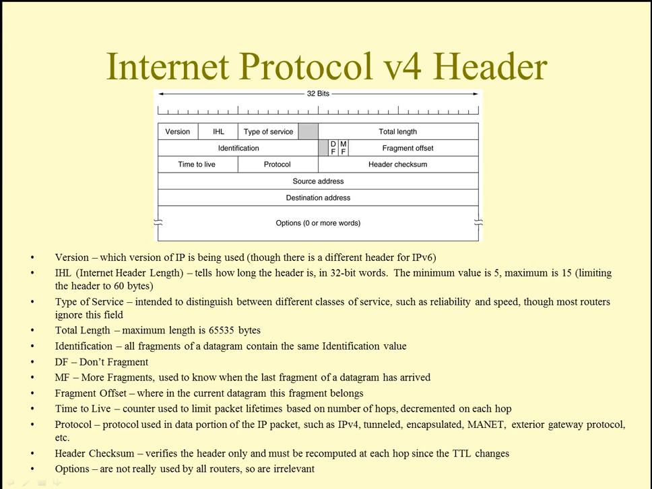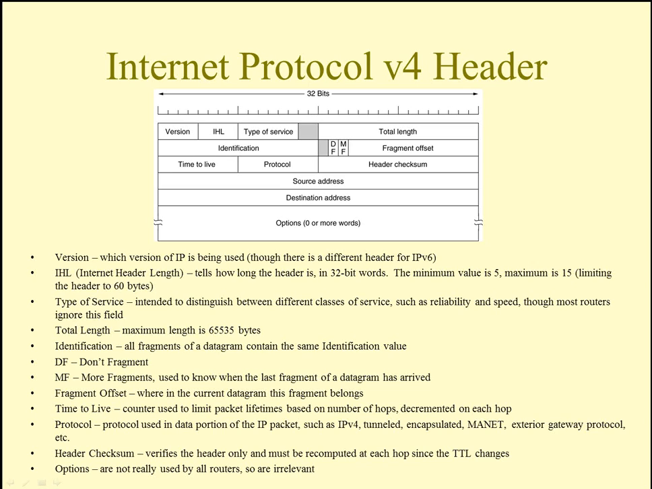The MF field is more fragments. This is used to know when the last fragment of a packet has arrived. So the more fragments field would be set to 1 as long as this is not the last fragment in our entire fragmented packet. If it is the last fragment, then that would be set to 0, and this is the indication to the receiver that there are no more fragments coming, so you can piece all of the fragments back together. The fragment offset is how we know the order in which to piece them back together.